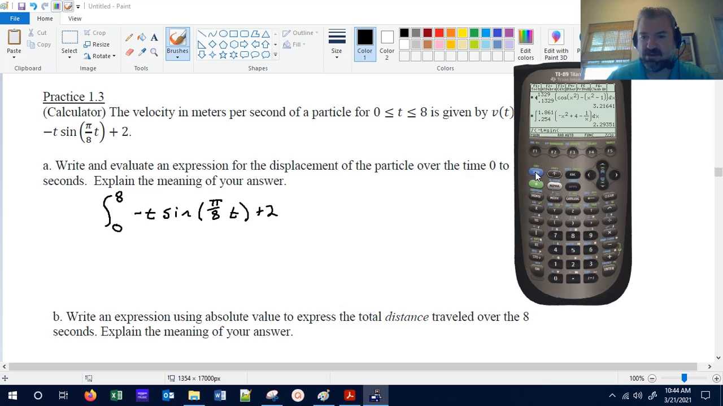Sine of pi over 8 times t plus 2. And I realize I am missing my dt, shame on me, comma t, comma 0 to 8. Oh, I wanted decimals. Diamond in there.